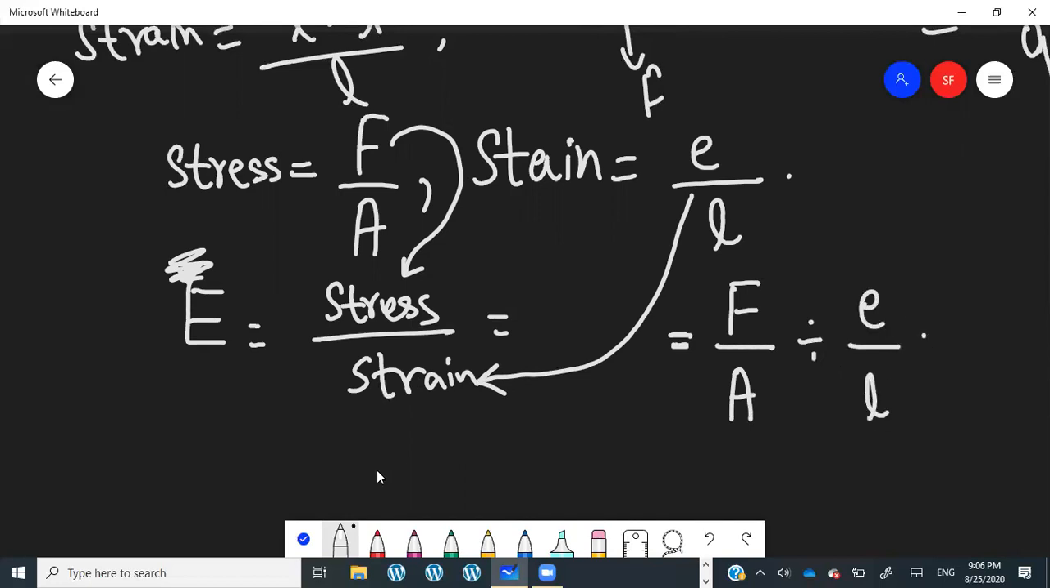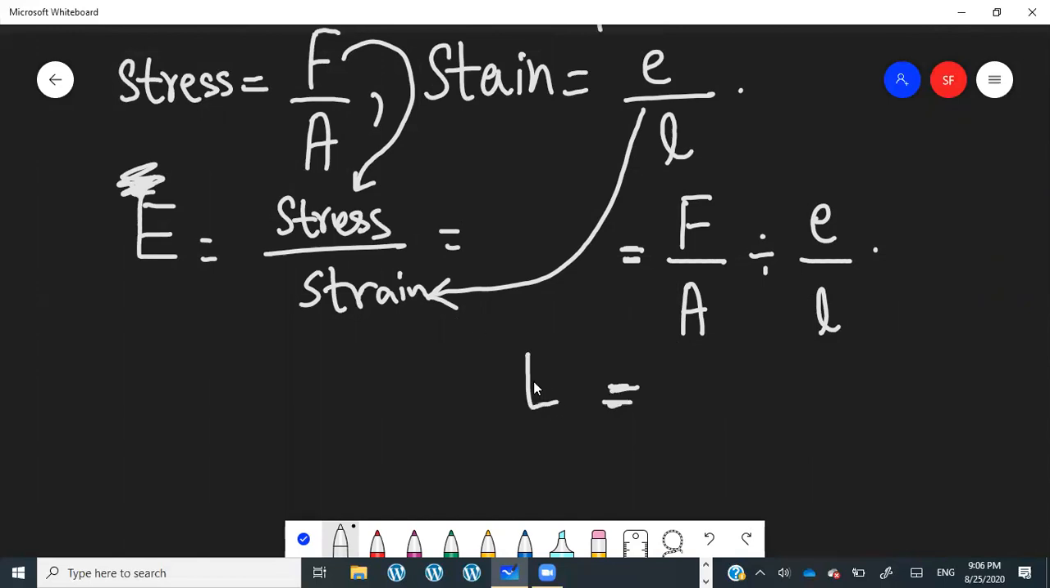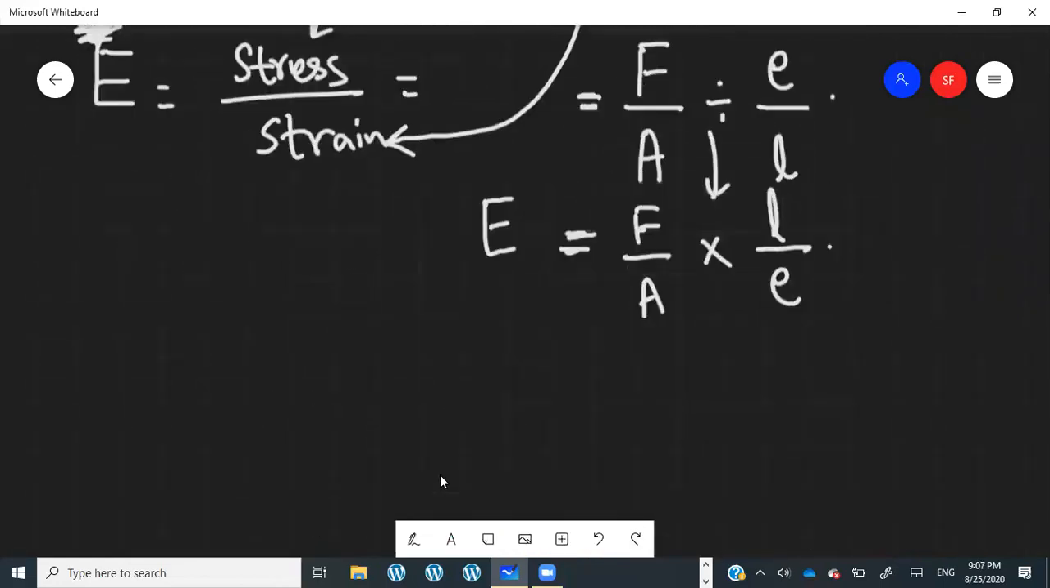Yeah, original length minus extension. Fx over Le. Okay, let me just write it down. Basically, the Young's modulus is equal to stress divided by strain, right? The stress is this. If you reciprocate it, we can change it to a multiply sign, and this is going to become FL over AE. So the Young's modulus formula is FL over AE. There is no negative sign in there.